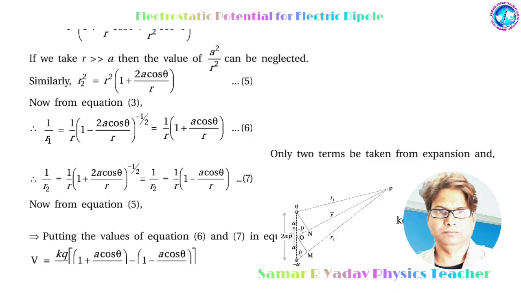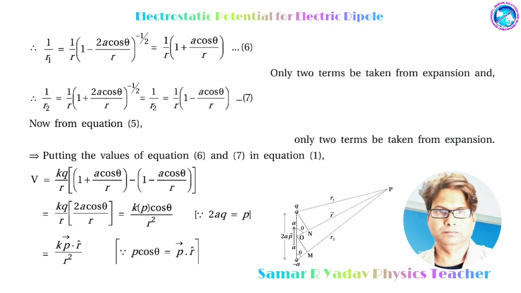Now from equation 3, 1/r1 = (1/r)(1 - 2a cos theta/r) raised to minus 1/2 = (1/r)(1 + a cos theta/r), equation 6. Only two terms are taken for expansion. Similarly 1/r2 = (1/r)(1 + 2a cos theta/r) raised to minus 1/2 = (1/r)(1 - a cos theta/r), equation number 7.